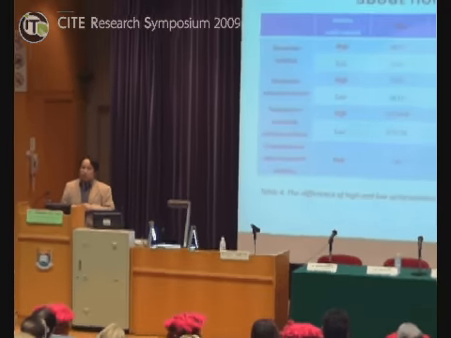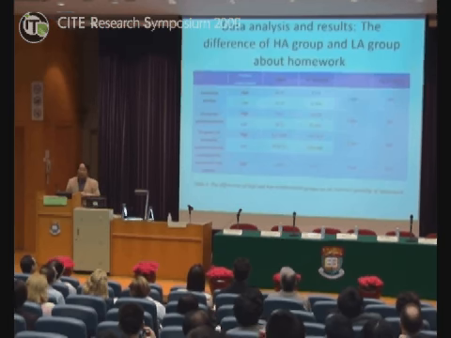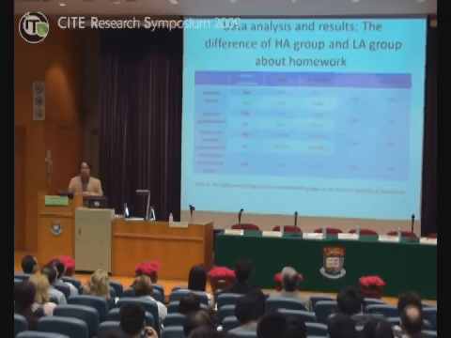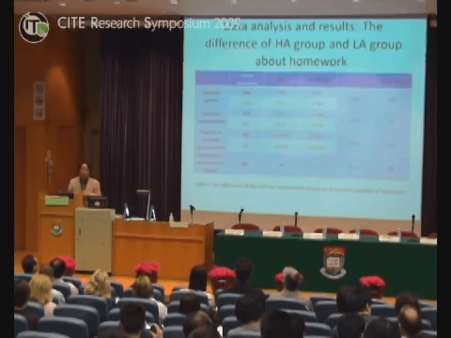What's the meaning? From the t-test, the difference is almost significant. I'm sorry, in the last row I missed the low achievement students. It's almost significant. What's the meaning behind this? The good students review others' homework less than the low achievement students.